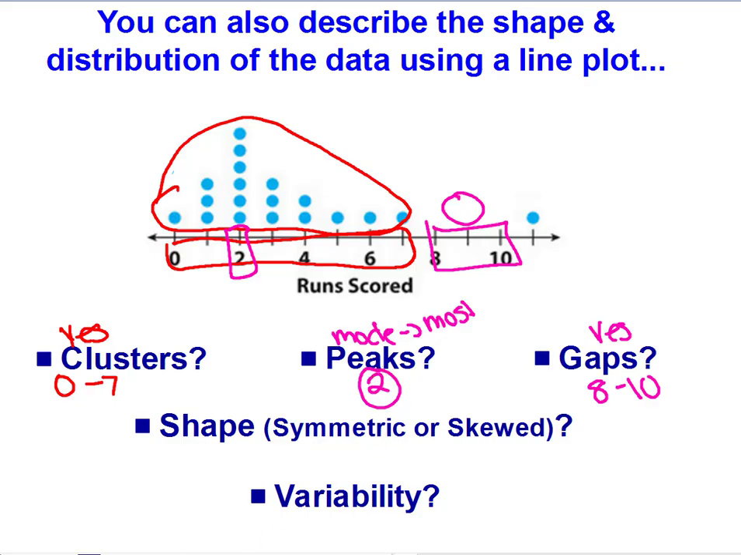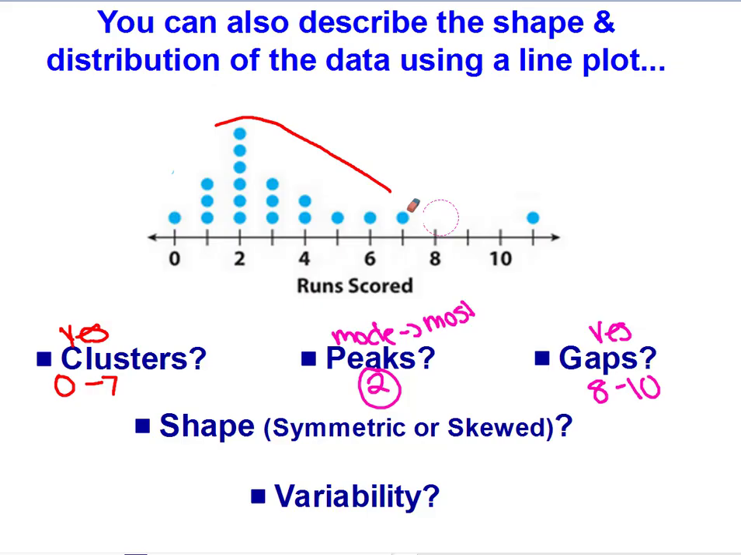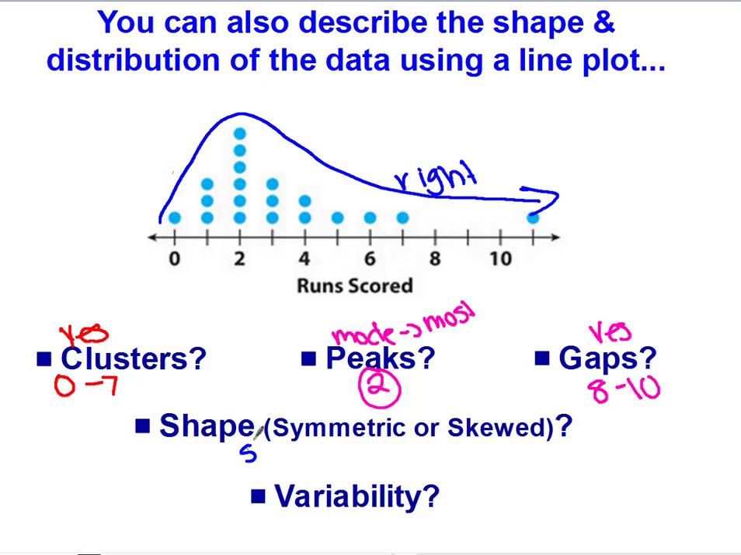Okay, let's look at the shape. I'm going to erase this so that we can better see the graph. I kind of wrote all over it. Let's look at the shape. Is the shape symmetrical or is it skewed? Well, remember, we outline our graph and we look at the tail. What way is the tail going? Well, it's going to the right. So this is skewed to the right.